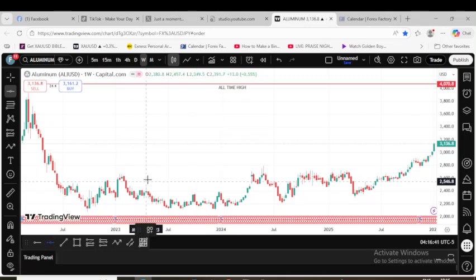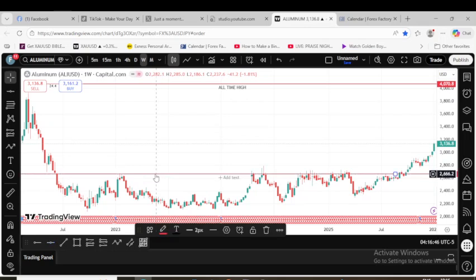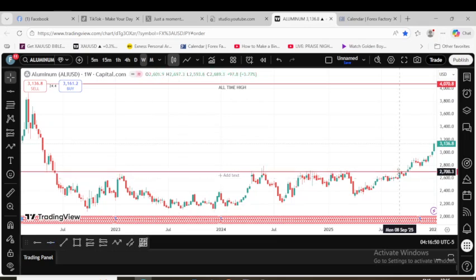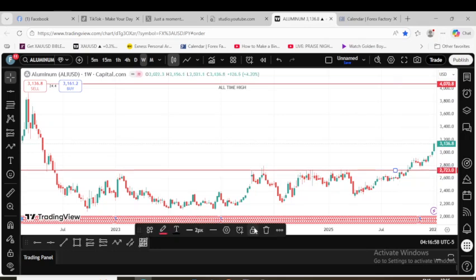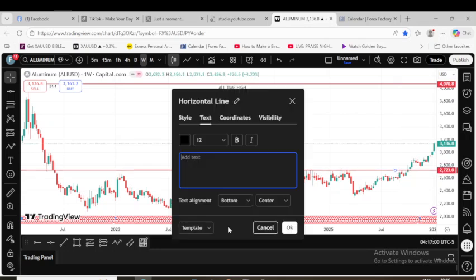This price has struggled to pass this region for a long time. Let's move it up a bit to be more in line with the most recent price action. Yeah, something like this. So this is a weekly zone.